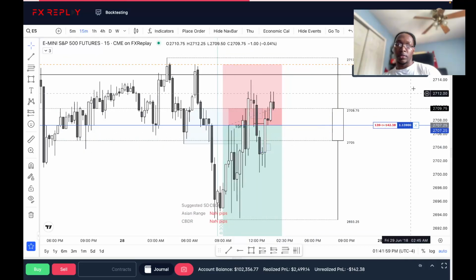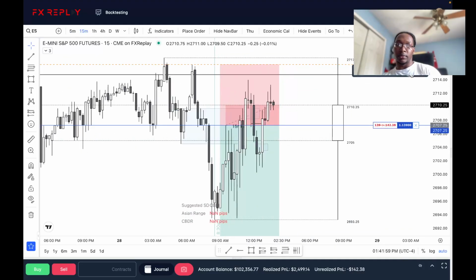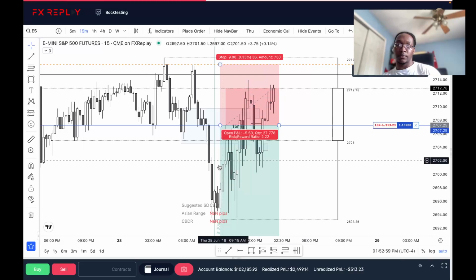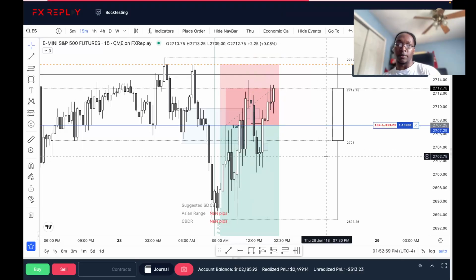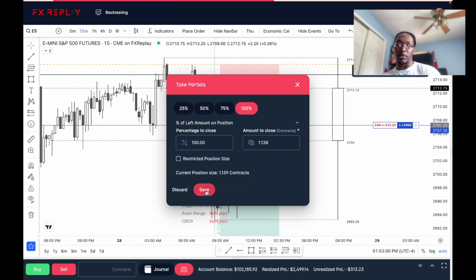Yeah, it's a lot of shaky price action here. Yeah, this 15-minute fair value gap at the order block. I'm getting out now. I don't like the way this is setting up.